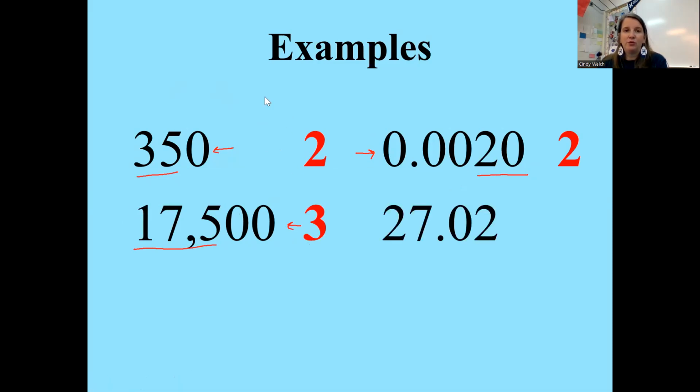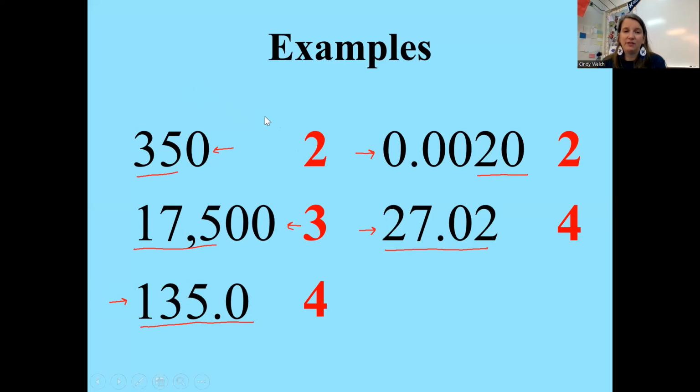We've got 27.02. There is a decimal point present. We start counting on the left side, start counting, keep counting. This number has four significant figures. Next, we have 135.0. There is a decimal point present, so we start counting on the left side. We go to our first non-zero, start counting, and keep counting. So that zero is significant here, so that has four significant figures. And then our last number, 2060, there's no decimal point, which means we start on the right side of the number, go to our first non-zero, start counting, and keep counting. So this number has three significant figures.